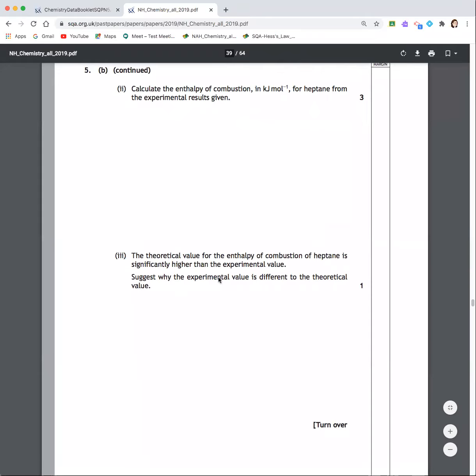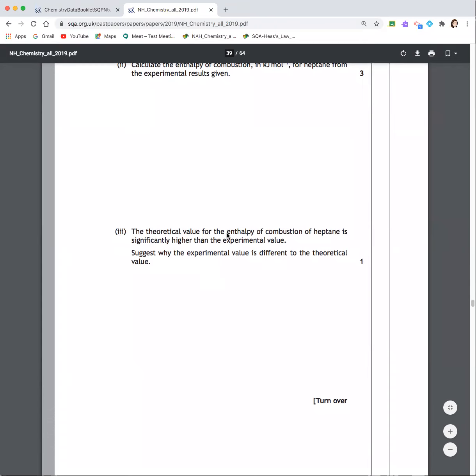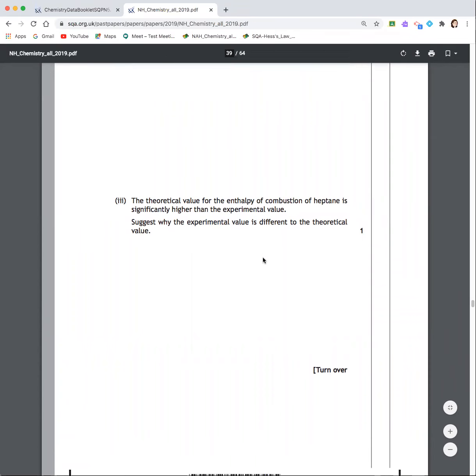Question B, part 3. The theoretical value for enthalpy of combustion is slightly higher than the experimental value. Suggest why the experimental value is different. So there's always 2 reasons for this. You would only need to give one of them. So the first is that heat is lost to the surroundings. So in your experiment in the classroom or lab, you use a draft excluder, but they're not really all that great, so you still lose some heat to the surroundings. Not all of the heat is transferred to the water.